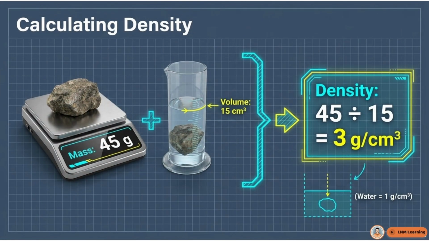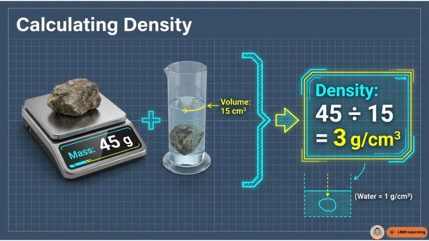Let's actually calculate one. You've got a rock. Weigh it, it is 45 grams. Find its volume, 15 cubic centimeters. So density is mass divided by volume. So 45 divided by 15. That's 3 grams per cubic centimeter. Done. Weigh, measure its space, divide.